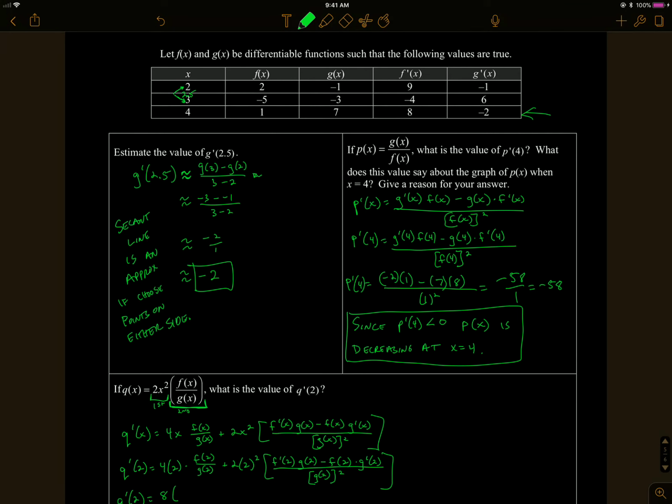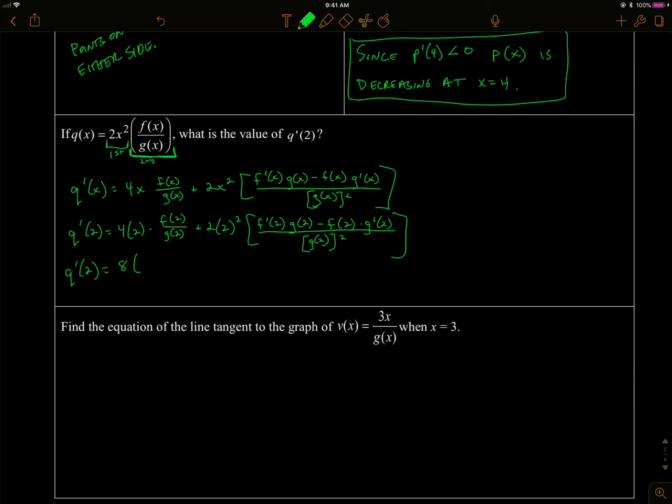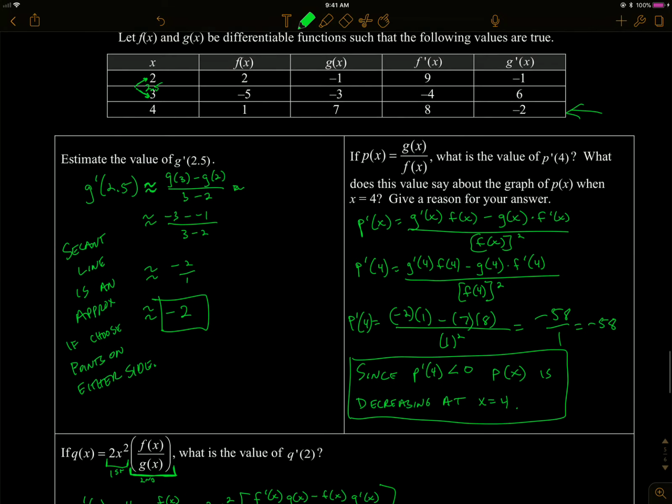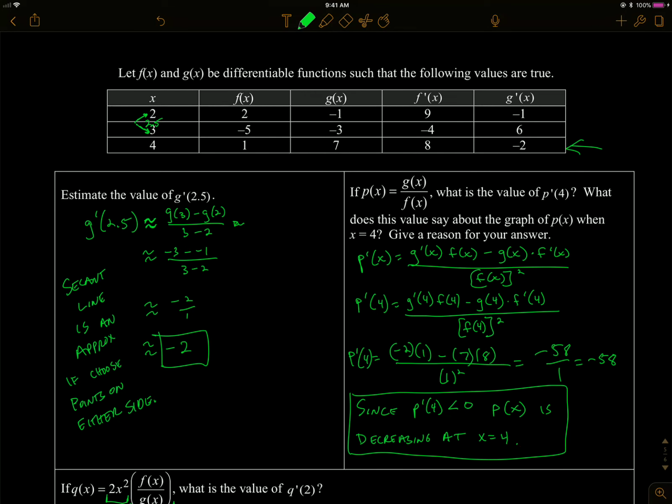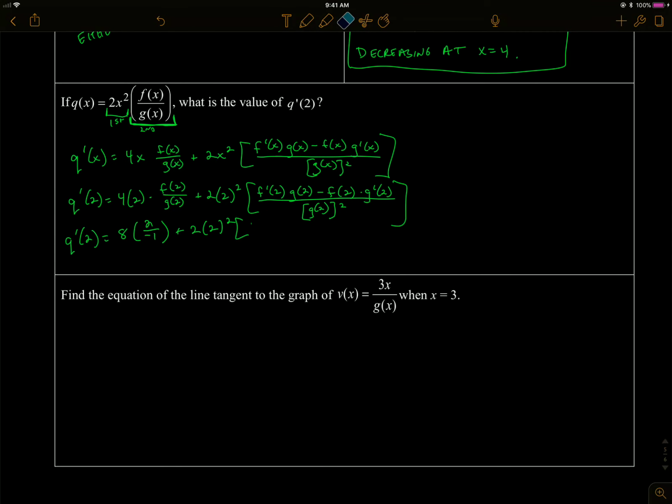Hold on, I'm going to pause this. Okay, I grabbed these off the table. I'm just going to zip through some of this, and you can verify as you pull it off the table. So it was 8, and then that part is going to be 2 over negative 1 plus 2 times 2 squared. And now the numbers in here are going to be f prime of 2. Wait, I think I did that backwards. f prime of 2 was 9. So it's going to be 9 times negative 1, which was my g of 2, minus negative 1 times 2, yep. Make sure those are right.